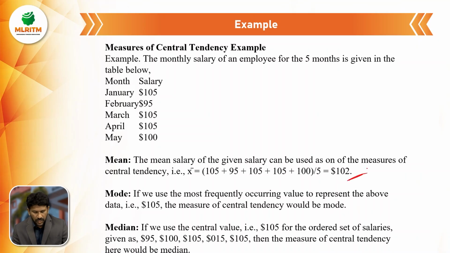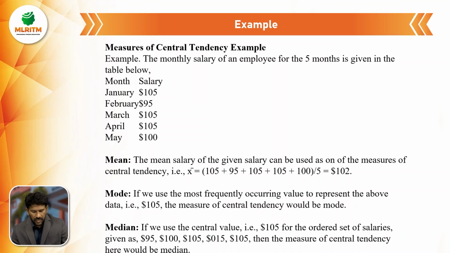Next, let's find the mode. What is the meaning of the mode? The mode is the value that appears twice, thrice, or more. Here in the given data set, 105 appeared thrice, in January, March and April. So the most frequent, or most frequently occurring value, is the mode. So 105 is the mode.